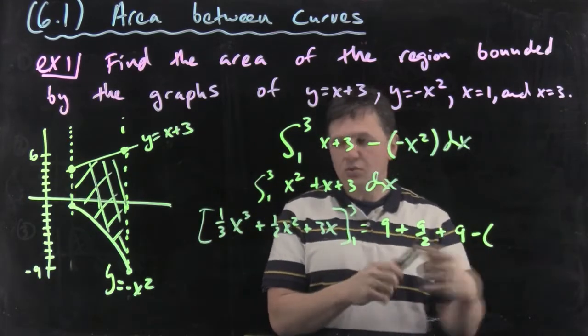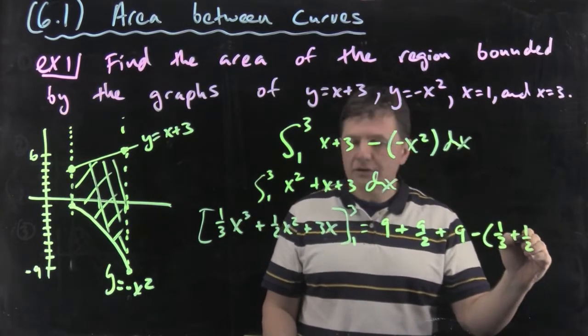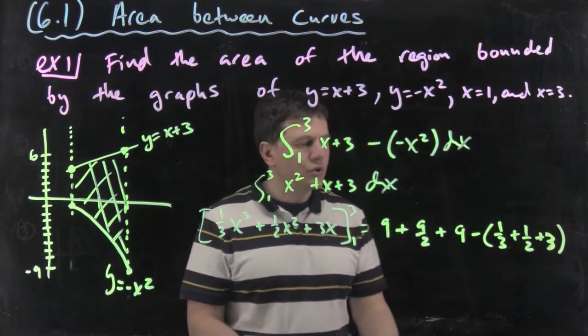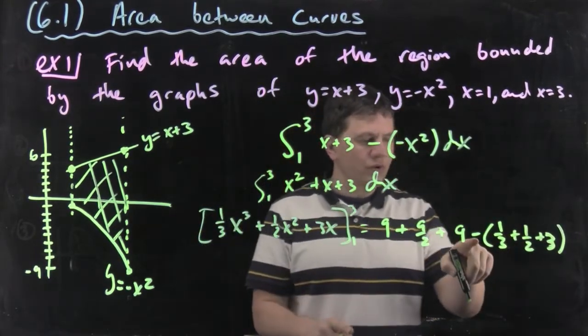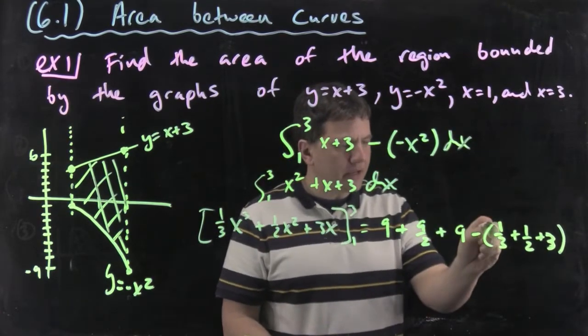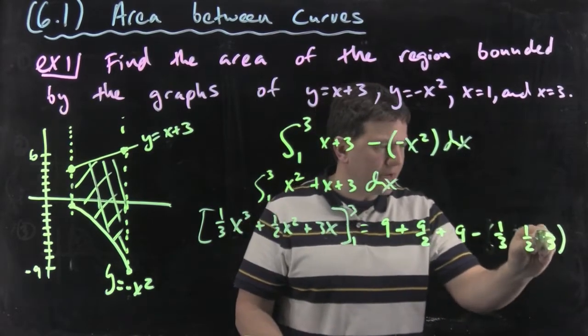Make sure you have parentheses. We're going to subtract all of these. So this will be 1/3 plus 1/2 plus 3. Okay. Now what we want to do is combine what's happening here. So realize that, and if you want to do this with your eraser, I'm distributing this negative. So this will be minus 1/3 minus 1/2 minus 3.